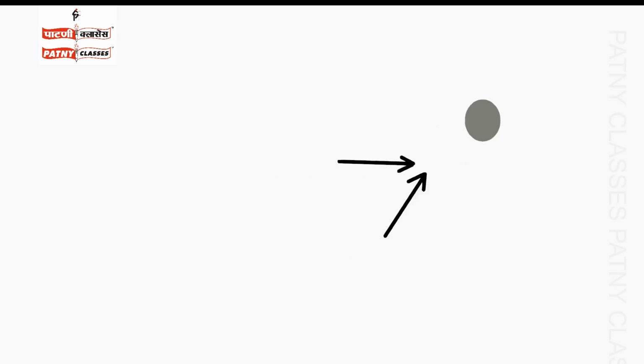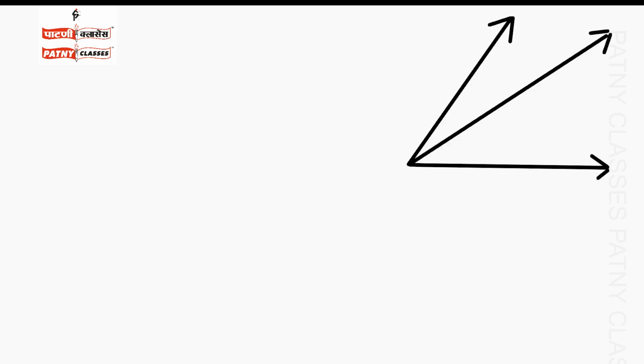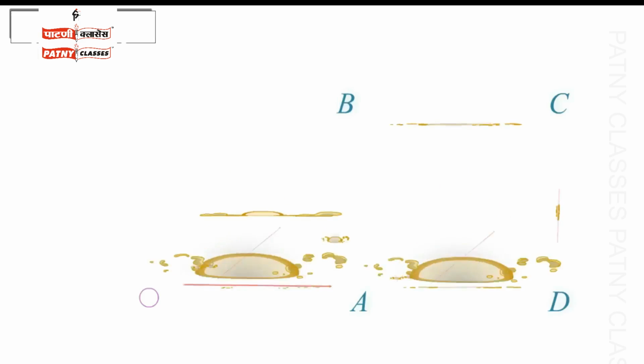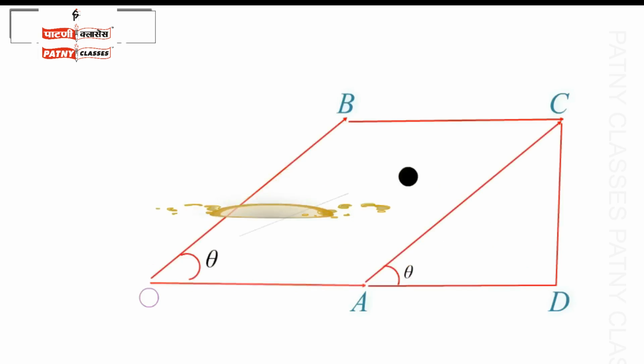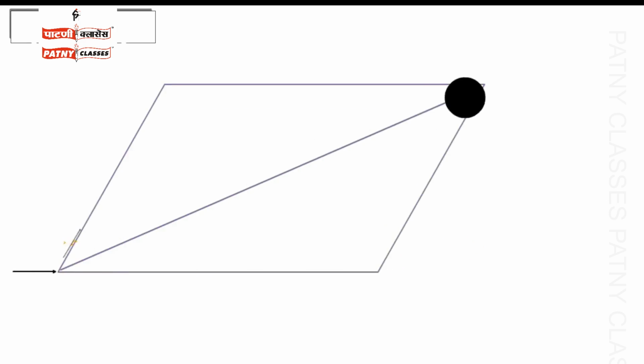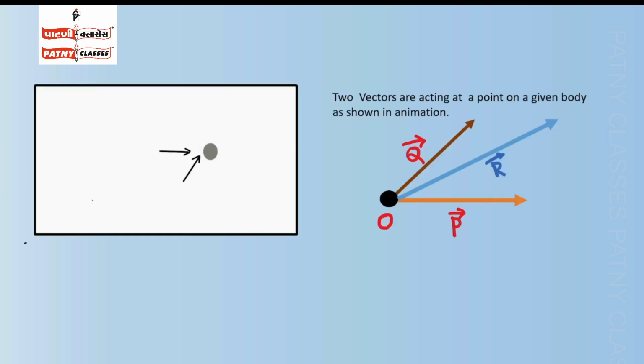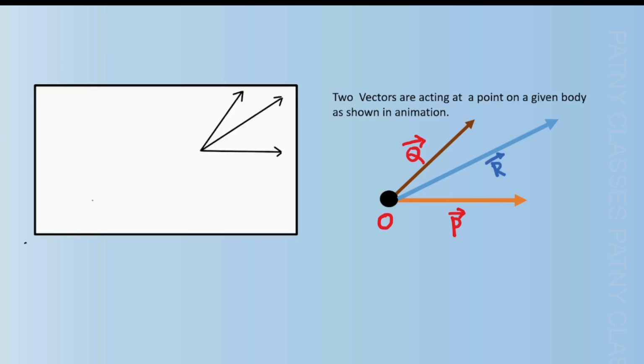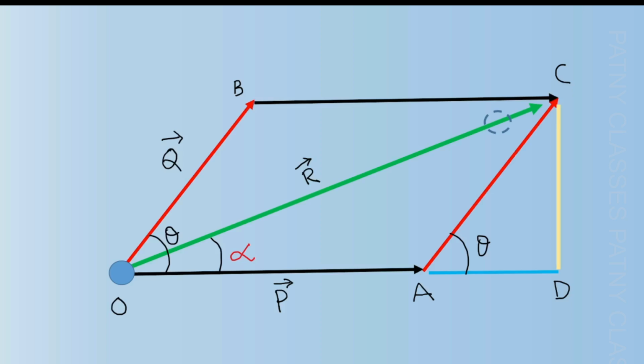If two forces are acting on the body, neither moves in the direction of vector P nor in the direction of Q, but it moves along the diagonal of the parallelogram as shown in the animation. The statement consists of two vectors acting at a common point, and both the vectors P and Q are adjacent sides of the parallelogram. If we want to find the resultant of vector P and Q, we must measure the length of the diagonal, because the length of the diagonal is proportional to the magnitude of the resultant.